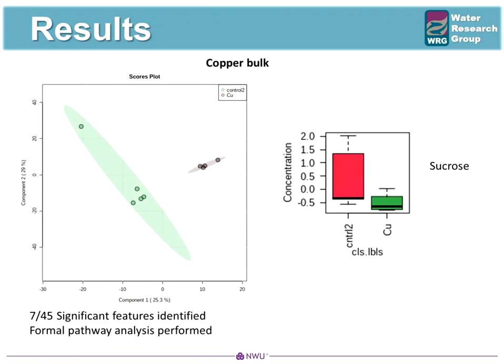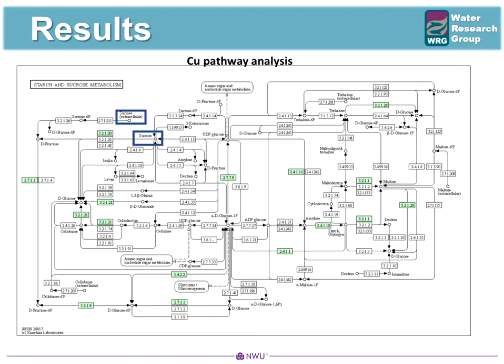Sucrose was a large influence on the separation observed on the PLSDA on the left. Sucrose was much lower in the copper-exposed group than the control. Sucrose forms part of the starch and sucrose metabolism, responsible for lifespan.